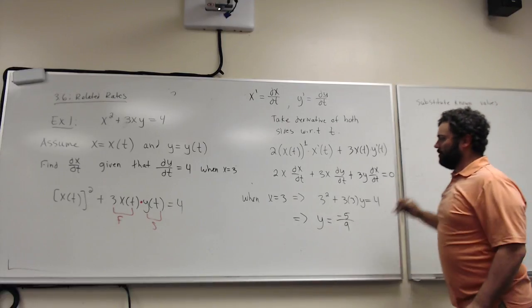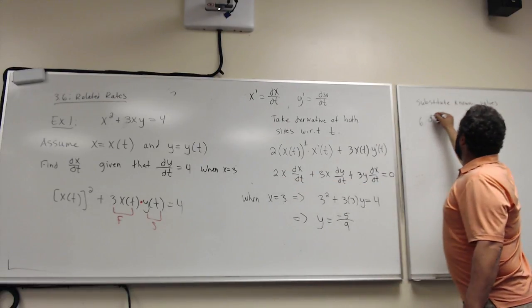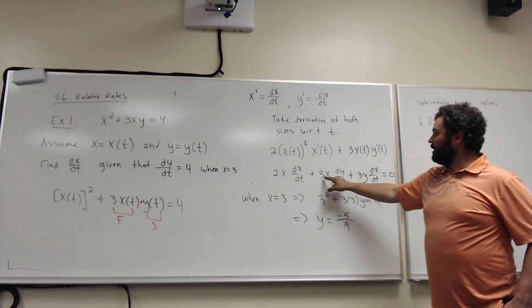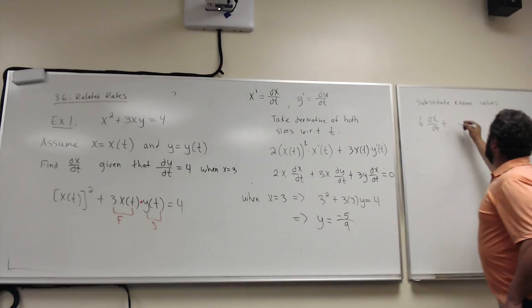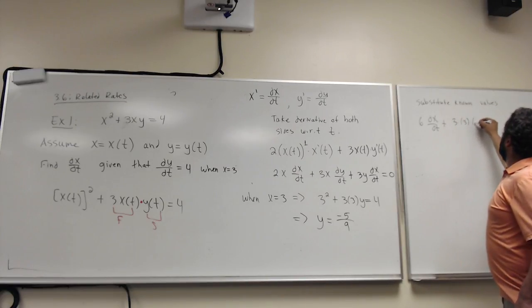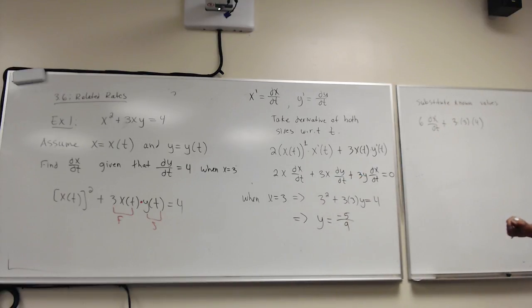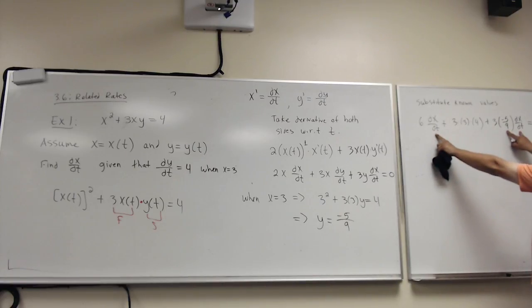And you'll get, let's see, 2 times 3 is 6 dx dt. Plus, and then here I have 3 times 3 times 4, because we know x is 3 and dy dt is equal to 4. And then it's plus 3 times negative 5/9 dx dt equals 0. Okay. So you plug in all your known quantities. And then let's see here. I think these two can be combined.